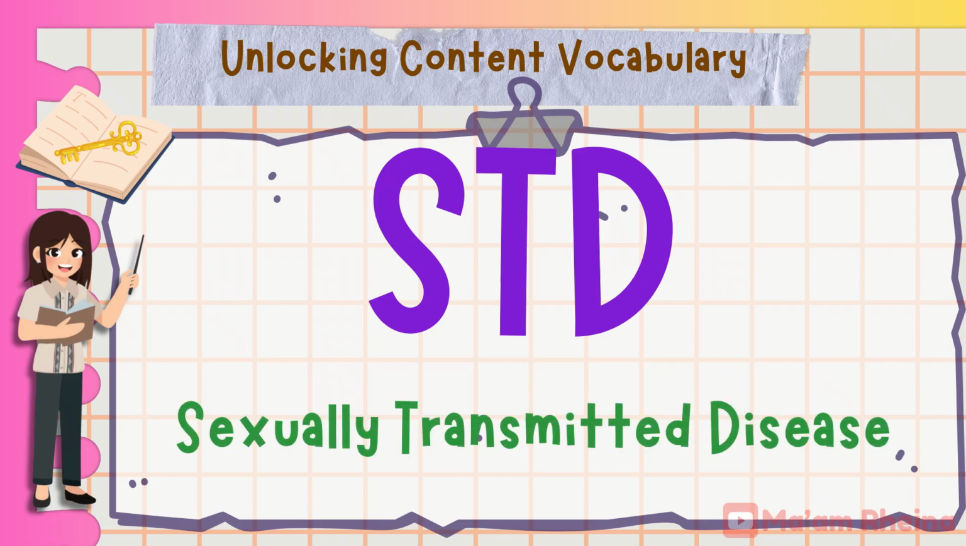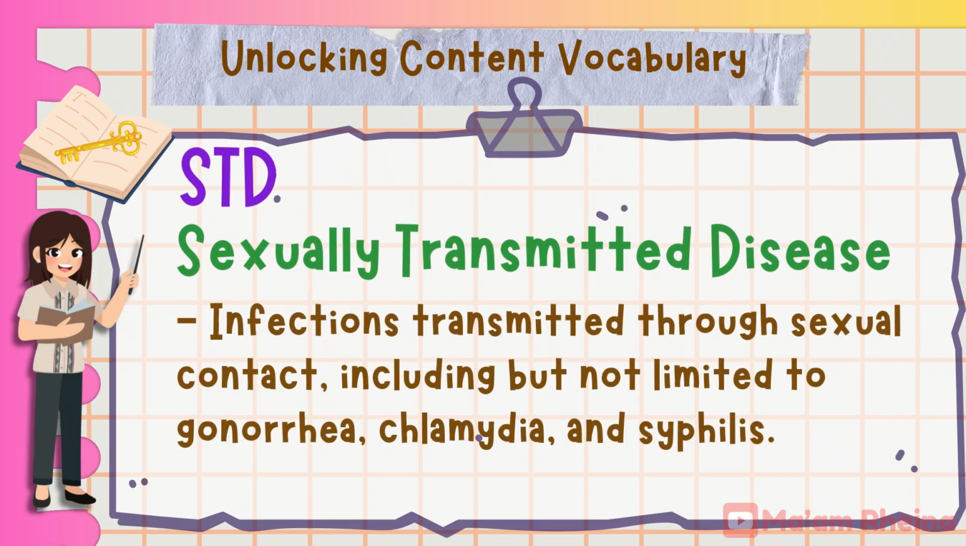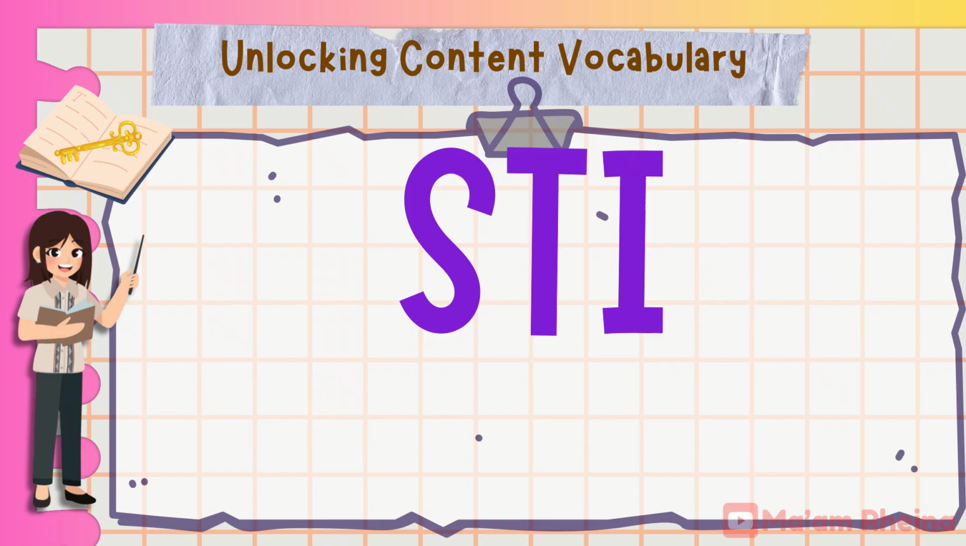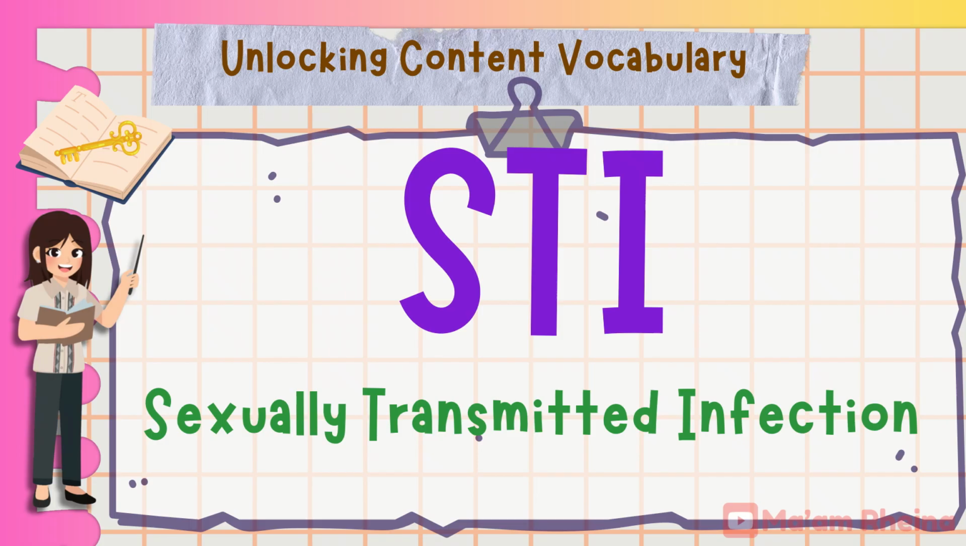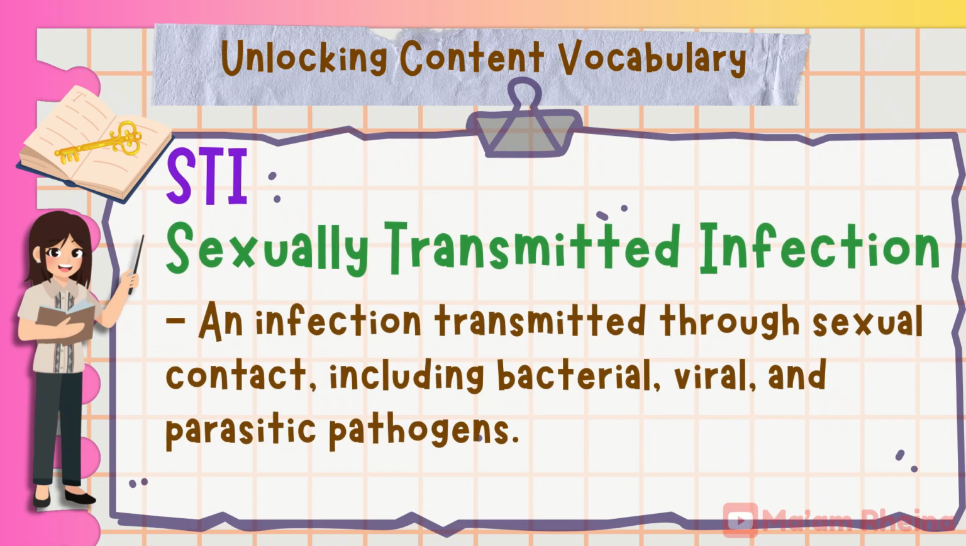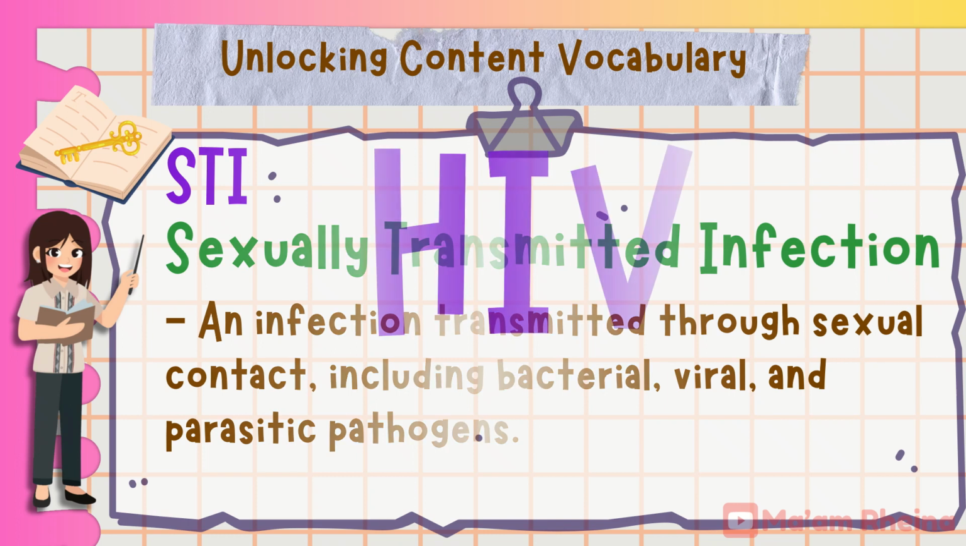STD, sexually transmitted disease. Infections transmitted through sexual contact, including but not limited to gonorrhea, chlamydia, and syphilis. A disease passed from one person to another during sexual contact. STI, sexually transmitted infection. An infection transmitted through sexual contact, including bacterial, viral, and parasitic pathogens. An infection you can get through sexual activity even without symptoms.